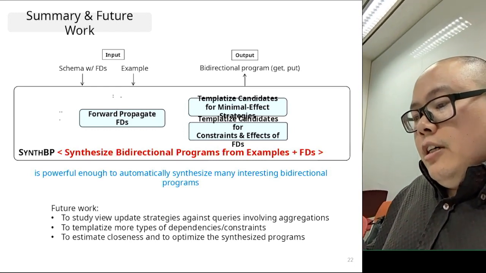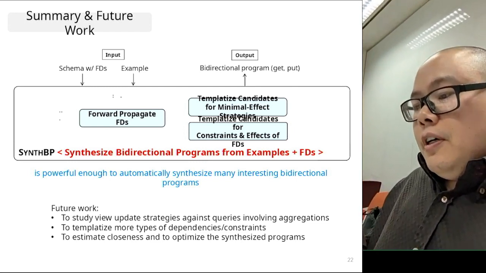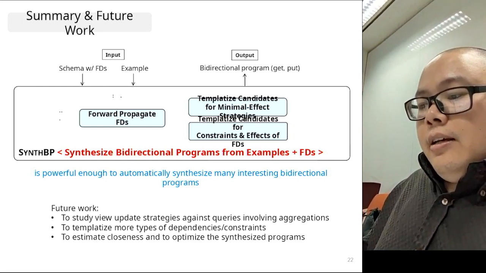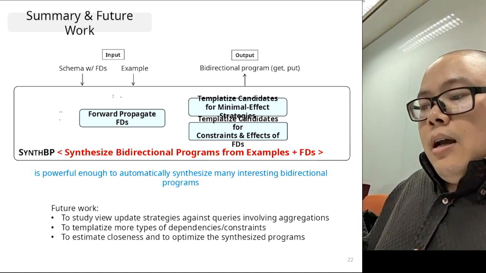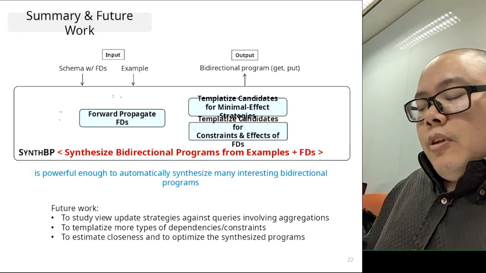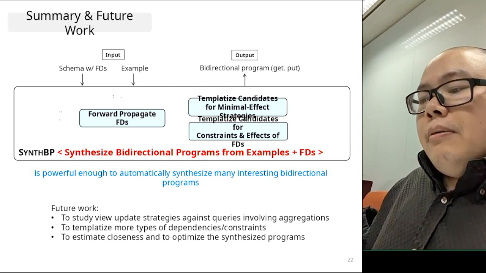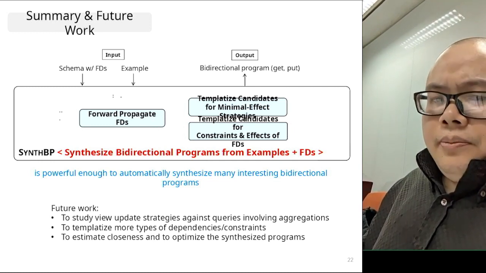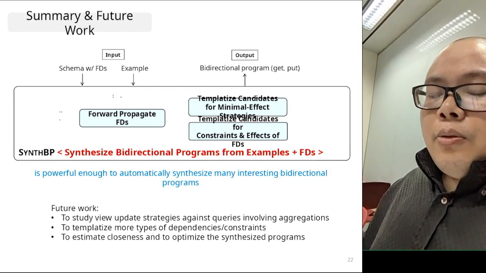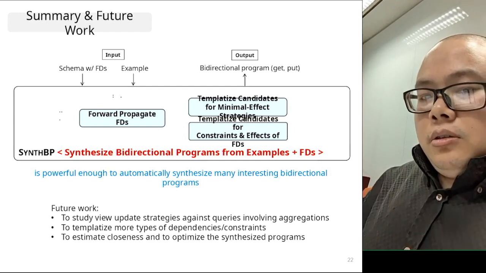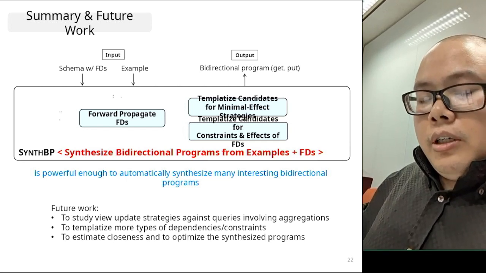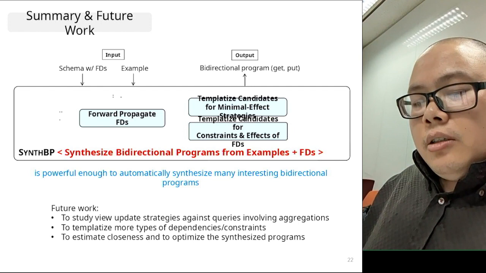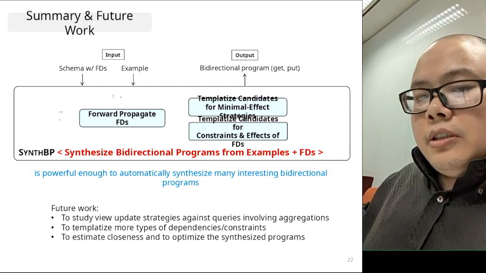There are three future works. First is to study the view update strategy for aggregation, which is one of the failures in our experiment. Second is to templatize more types of dependency, not only functional dependency, but also inclusion, exclusion, or domain constraint. And the last one is to seriously estimate the closeness of the output program to the user's intended program. So far, our program is composed of several parts, so it's a little bit complex and big. Later, maybe we still need to optimize the output program and have some score function to estimate the closeness. Yes, so that's all for my talk. Thank you for your attention.